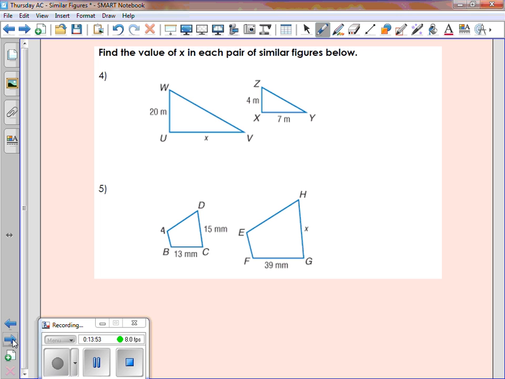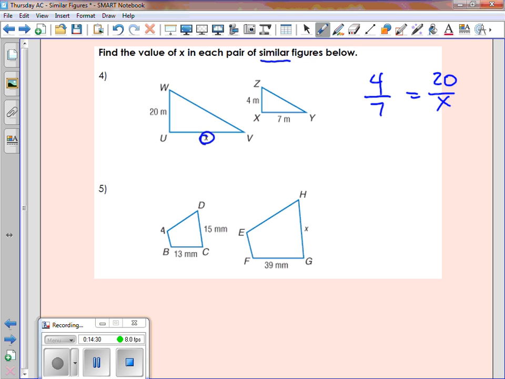In number 4 and 5, we are given 2 similar figures. It tells us right here that they're similar. That means they have to be proportional, and we can use a proportion to solve for x. In this case, we're looking for this little x right here. So we're going to take the figure where we know 2 of the dimensions, the short side and the medium side. So I'm going to take 4 over 7. I'm going to go short over long, 4 over 7. So over here I also have to do short over long, and that's 20 over x.